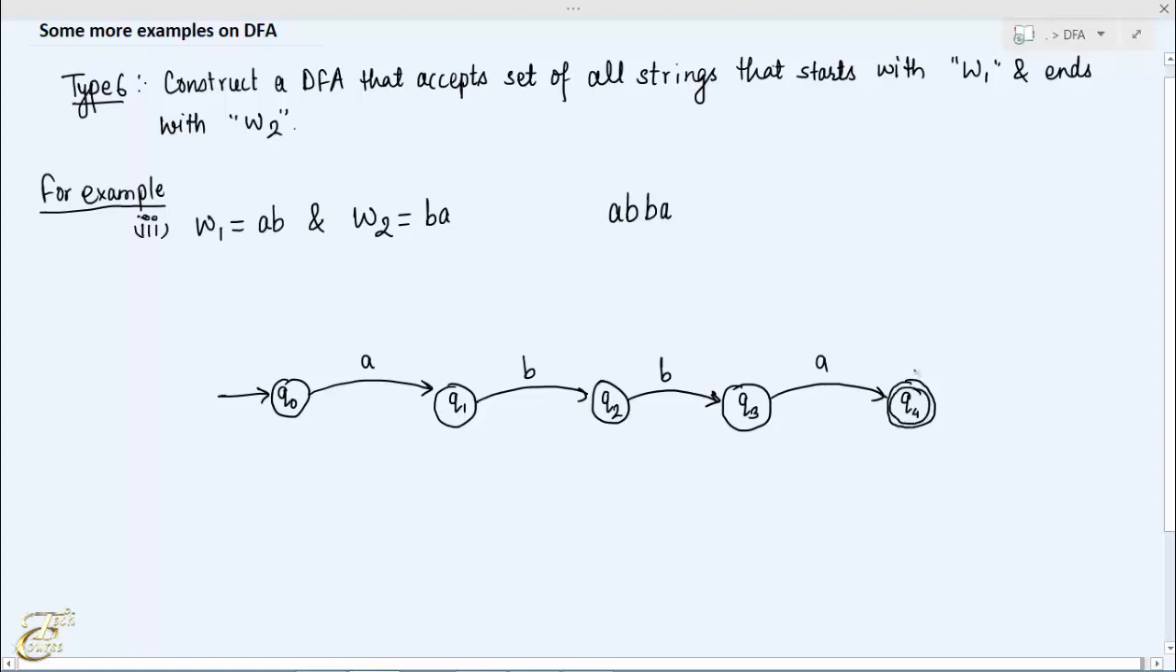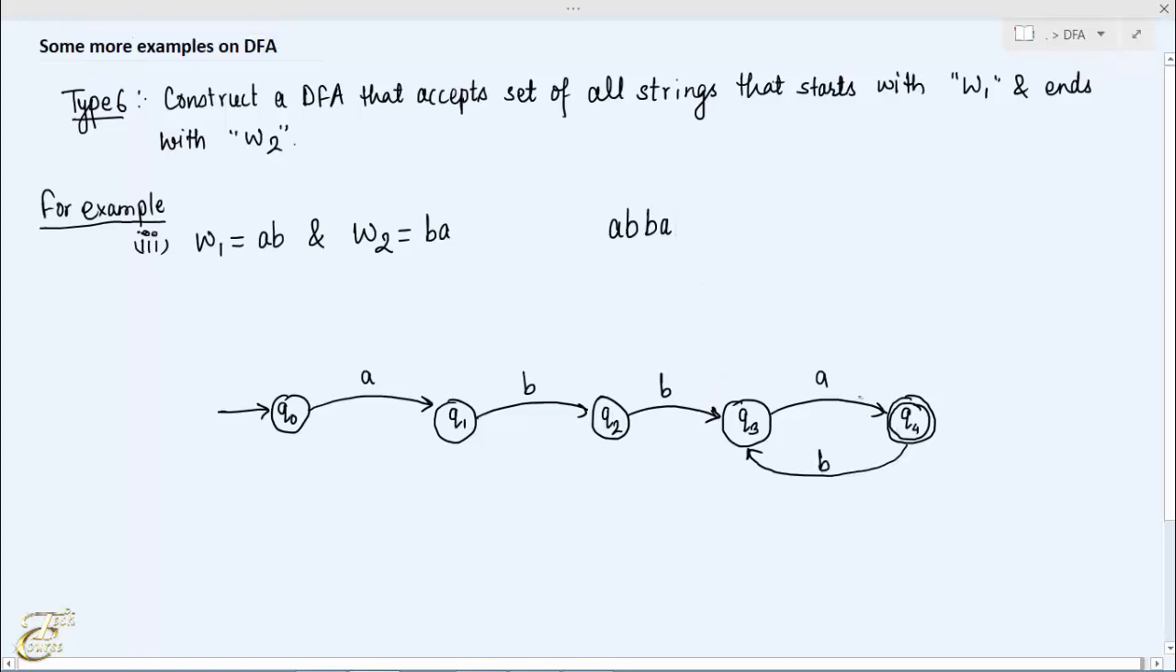Now, what if the machine reads a symbol B in Q4 state? That means B after this string. In that case, we have to only check for a symbol A whether it is present after this B or not. This checking of A after B is performed by this transition. That's why we move to the state Q3 after reading a symbol B in Q4 state.